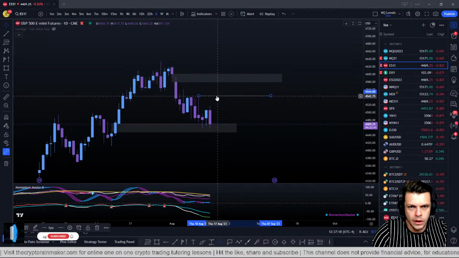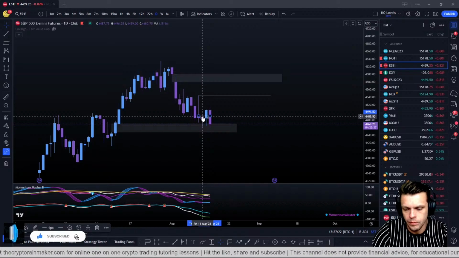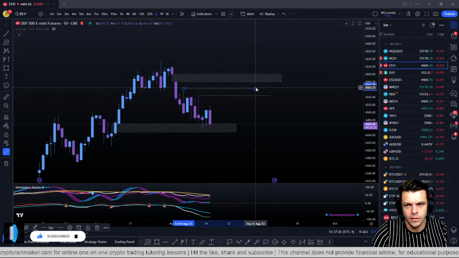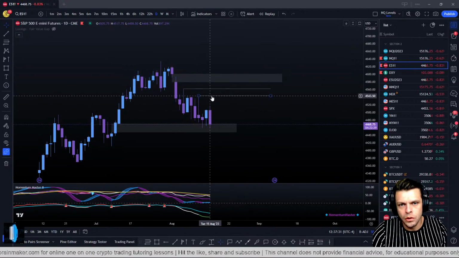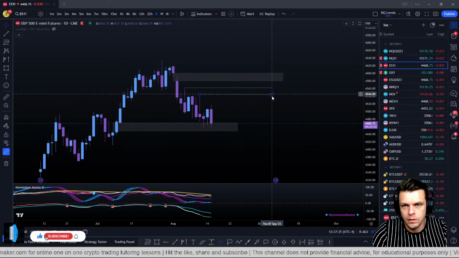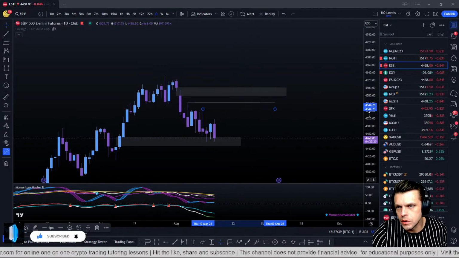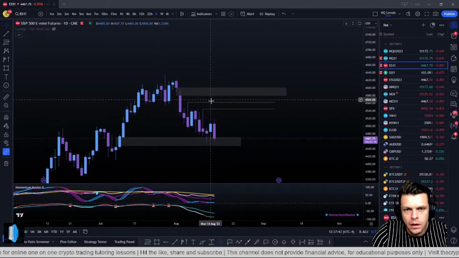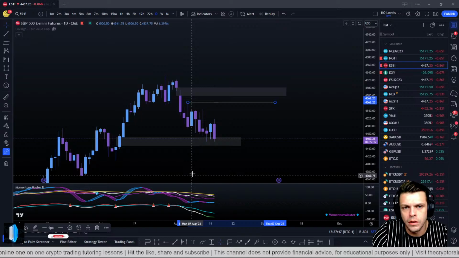So this is where we are assuming the larger liquidity pools will reside. So these highs on the daily chart, let's get an accurate pull on this. Okay, so this high on the daily chart is at $4,544, and then the next one is at $4,562.